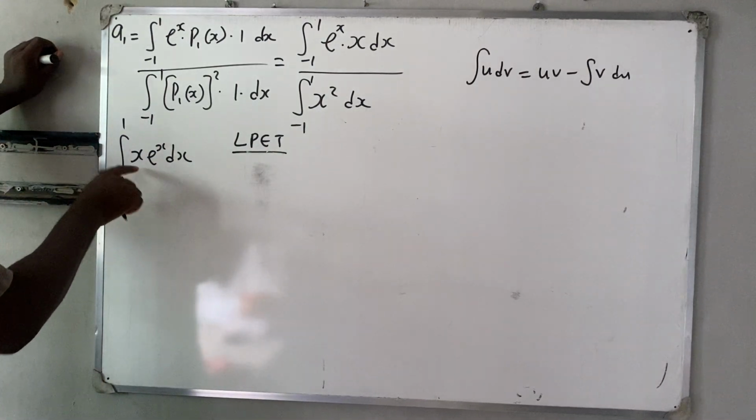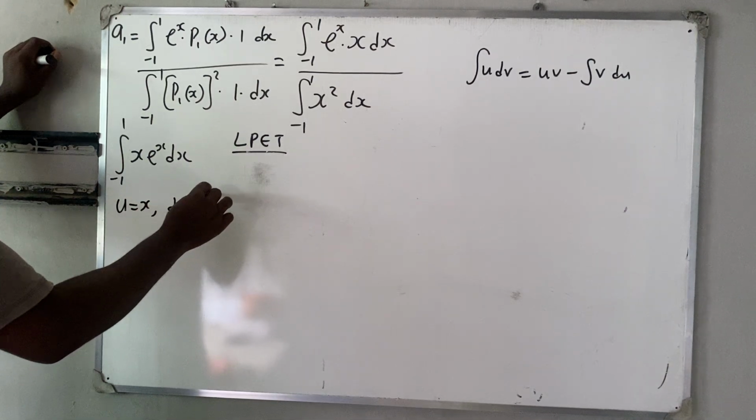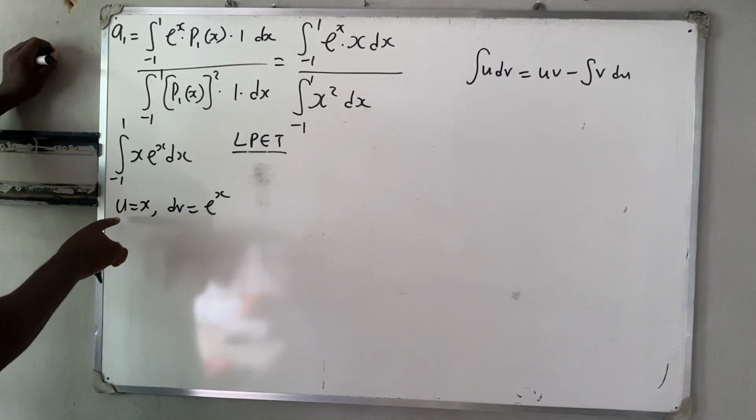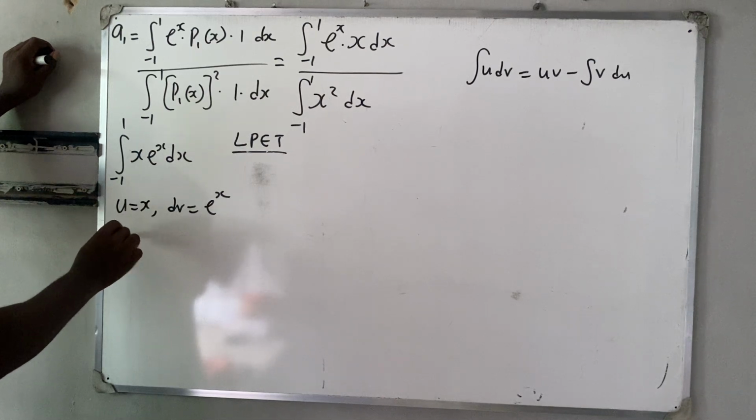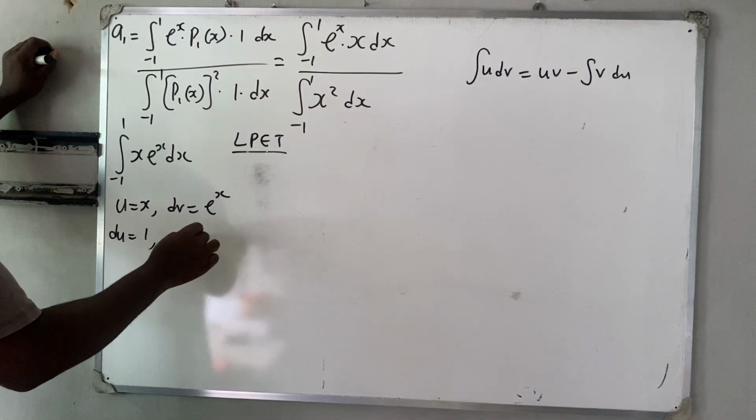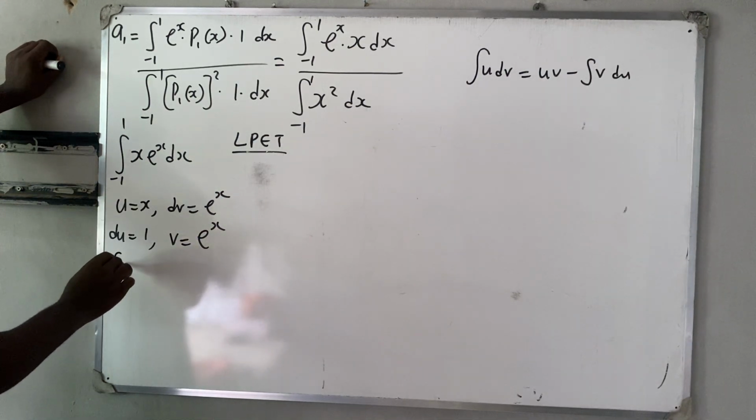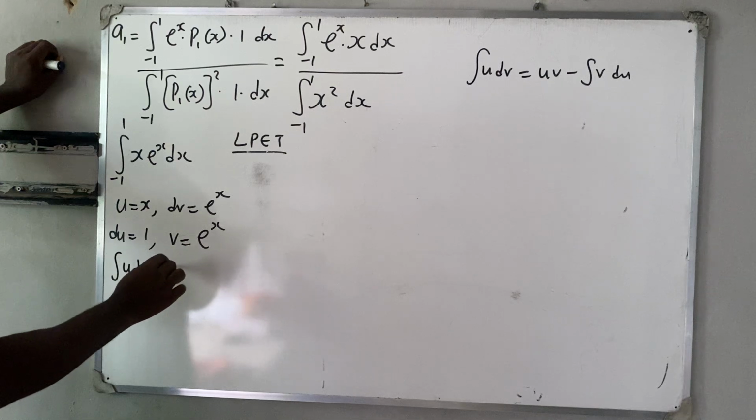Okay, so polynomial is my u. So from here, x is a polynomial. So my u is equal to x. So dv will now be equal to exponential x dx. So to get du is to differentiate this. So du is equal to 1. To get v is to integrate this. V is the integral of this, which is the same thing. So you now write out the formula. The formula says that what? The integral of u dv is equal to what?